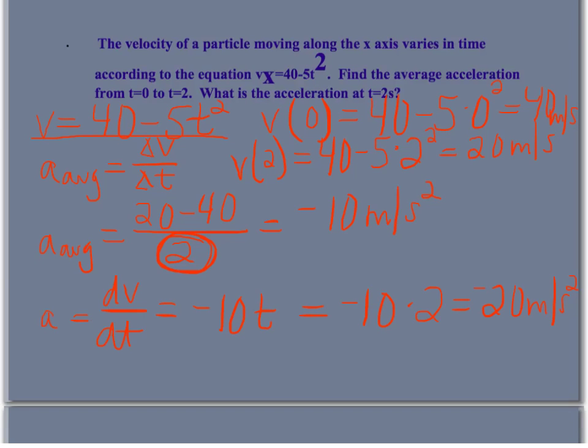We'll practice with more of these types of equations in class and give you some homework problems to try out yourself, but hopefully this gave you a brief introduction as to how you could use the general equation or definition of acceleration to find an average acceleration, and also use some of your calculus skills to use derivatives and find an instantaneous acceleration.